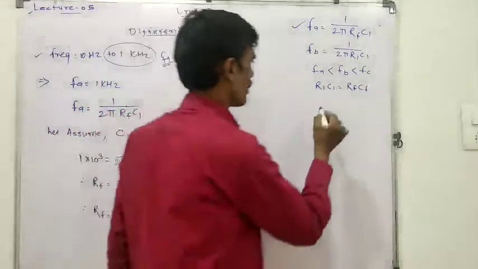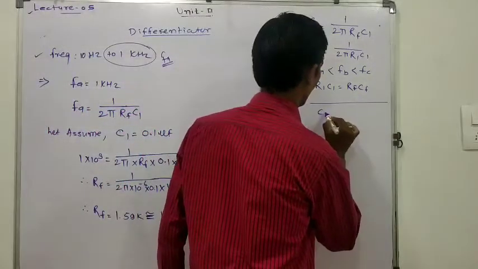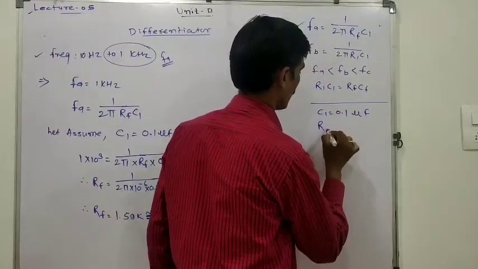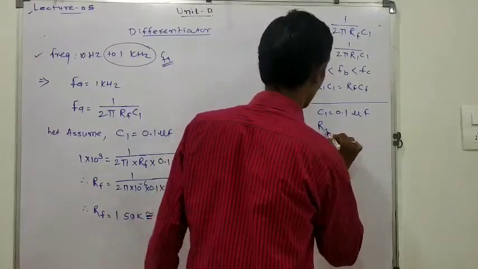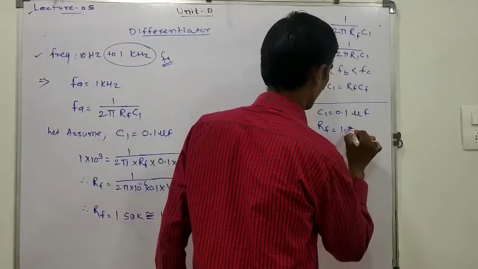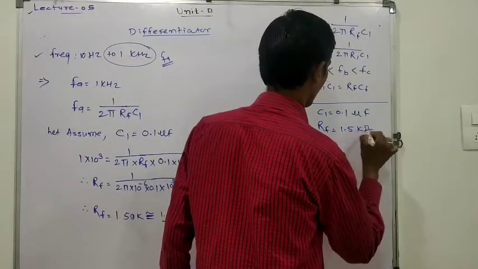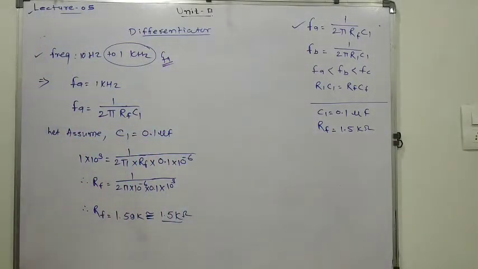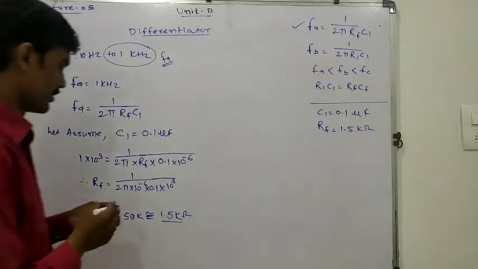I just write down here the design values: C1 is equal to 0.1 microfarad, then RF is equal to 1.5 kilo ohm. So this was the first step of calculating RF and C1.